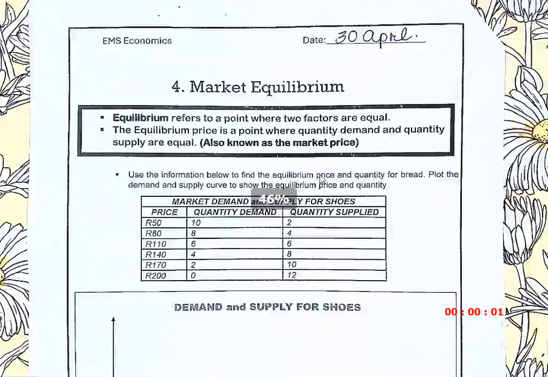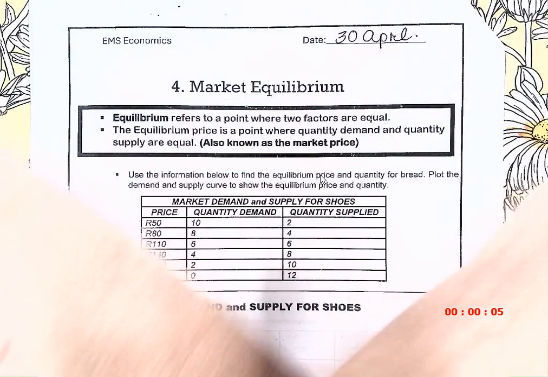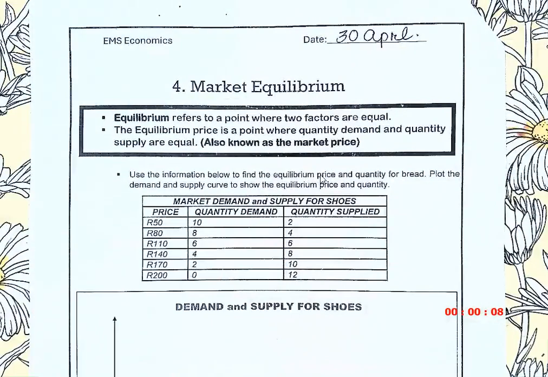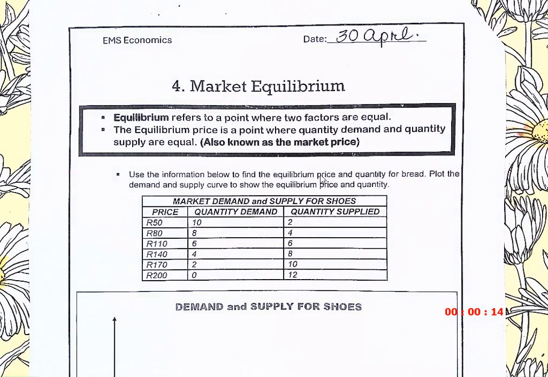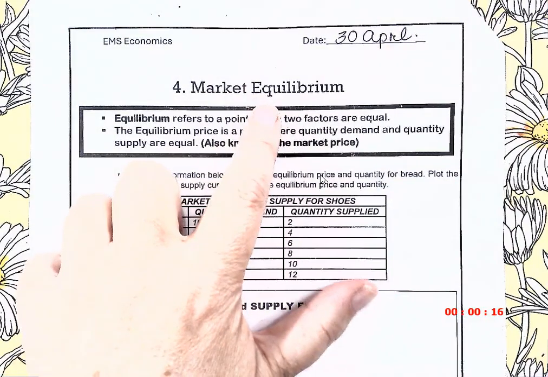I'm going to combine supply and demand. I'm going to combine the two. Now I know the one goes this way and the other one goes that way, and there's going to be a place where they cross. And this is what I call market equilibrium.